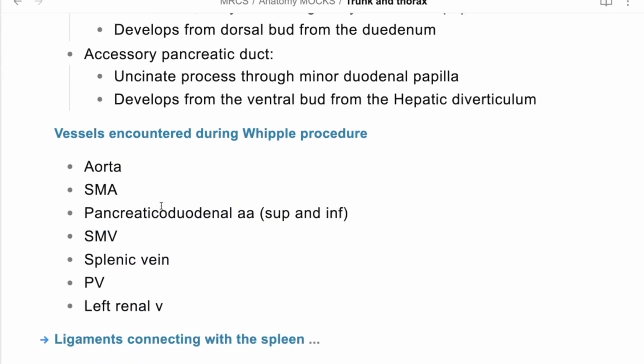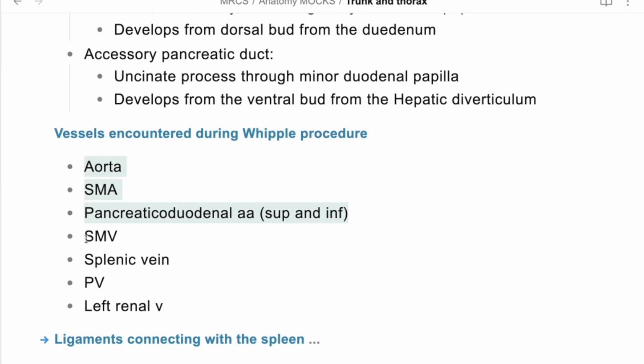The way I think about it, we're doing a Whipple procedure, and this is mainly a pancreaticoduodenectomy, right? So you're removing the pancreas and part of the duodenum as well. So I'm thinking about the aorta, which gives the superior mesenteric artery, and you have the pancreaticoduodenal artery as well, which is superior and inferior. The inferior is coming from this. So basically, the aorta gives the SMA, and then the SMA gives the inferior pancreaticoduodenal artery.